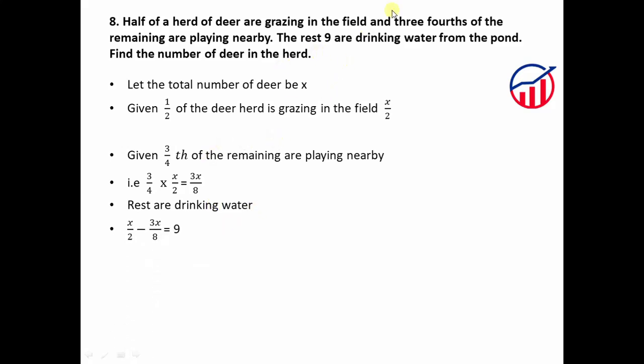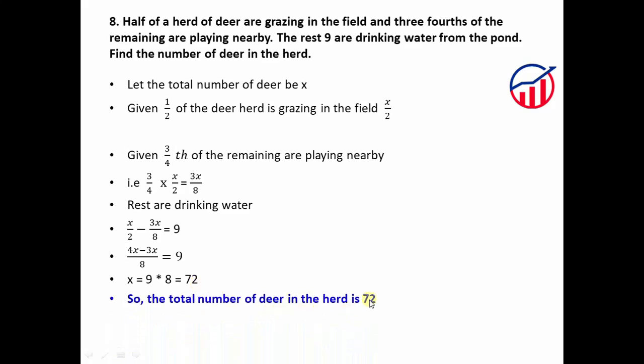The rest 9 are drinking water from the pond over here. So how are we going to get the rest 9 over here? This half, which is over here, minus 3/4 is equal to the rest of the 9 deer. Simplifying further, what you get? 4x minus 3x upon 8 is equal to 9. So you get what? 4x minus 3x is x. X is 9 into 8, it's 72. So the total number of deer in the herd is how much? 72.